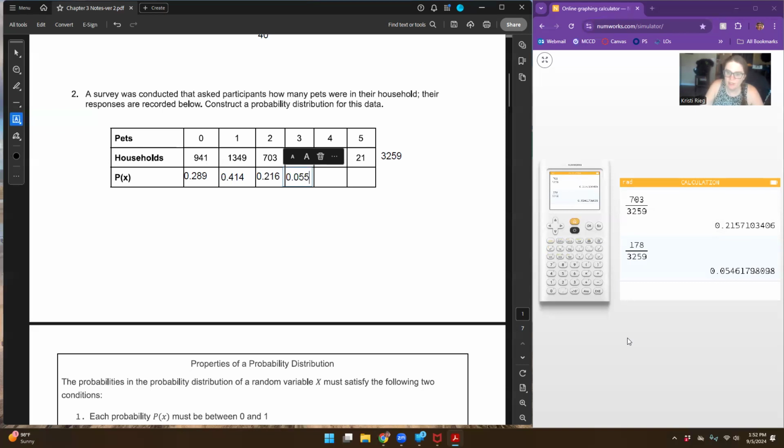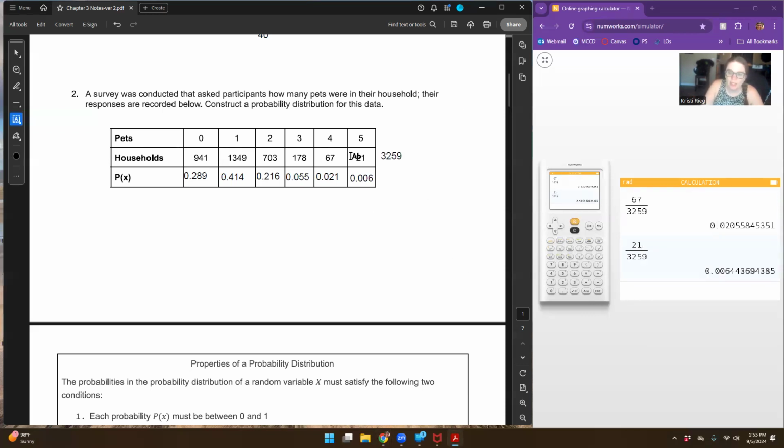0.055 because the 6 tells it to round up. 67 divided by 3259, 0.021 because the 5 tells it to round up. And last but not least, 21 divided by 3259, and we get 0.006 because the 4 says leave it alone.